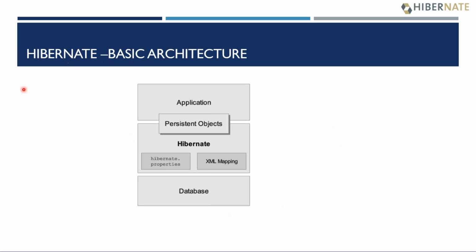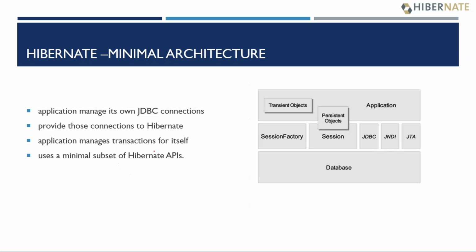Now over here, simple. You've got the database over here, and you have the application with persistent objects. That is, you have to store the objects from here to here directly. You will create the objects in your application, and these objects have to be persisted in the database. And the framework we are using is Hibernate. So this framework will make use of your XML mapping file and the other properties file in order to save the objects.